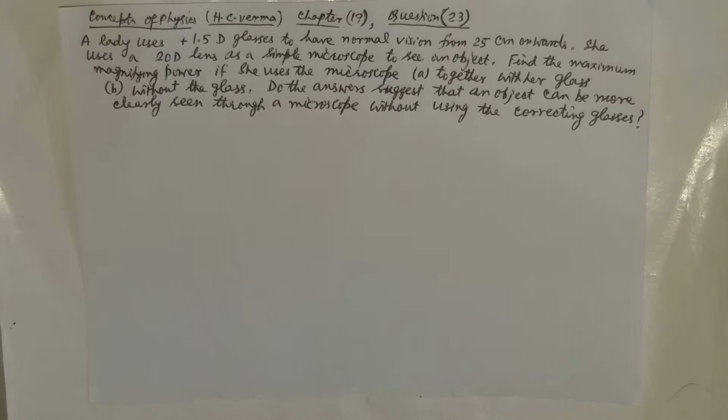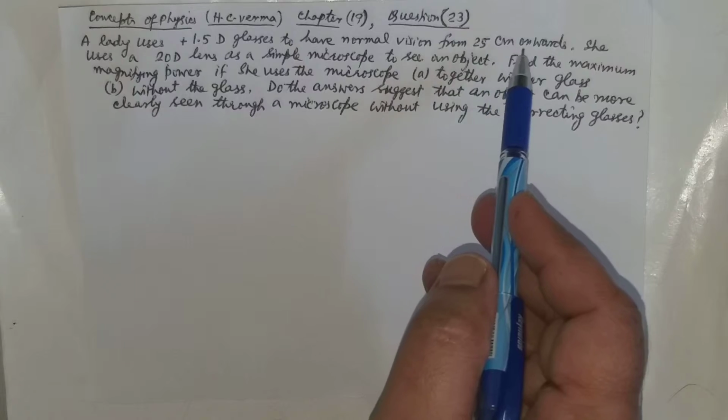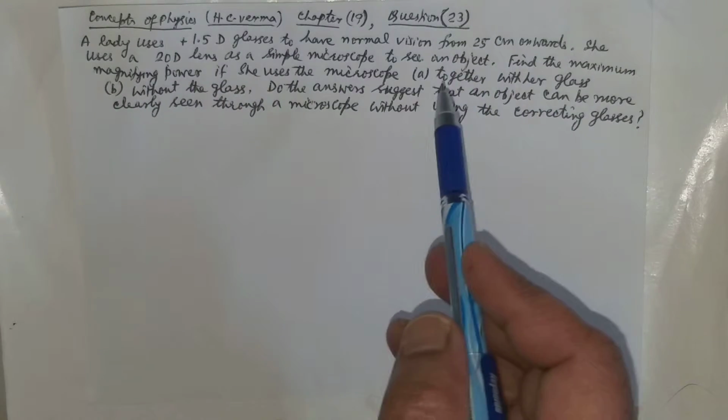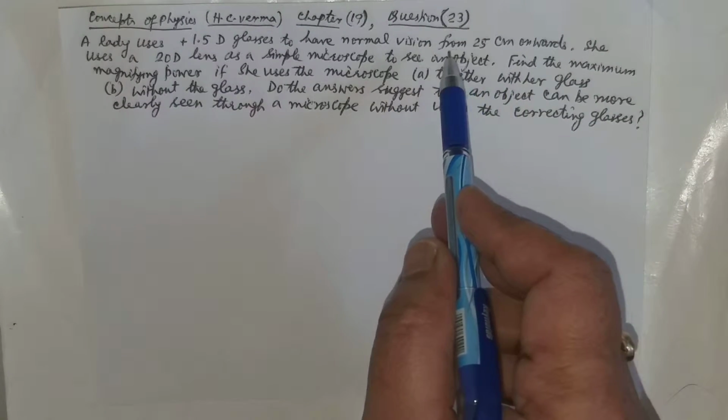It is given that a lady uses a 1.5 diopter glass to have normal vision from 25 centimeter onwards. That is, when this glass is used, the eye along with the glass is behaving as a normal eye, having 25 centimeter as the near point.